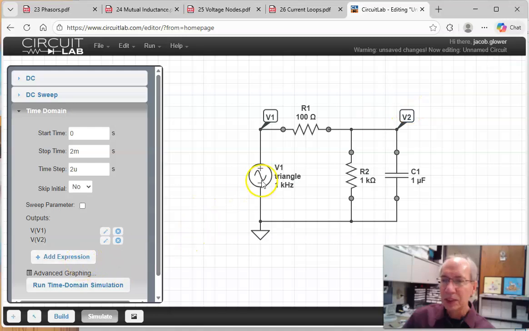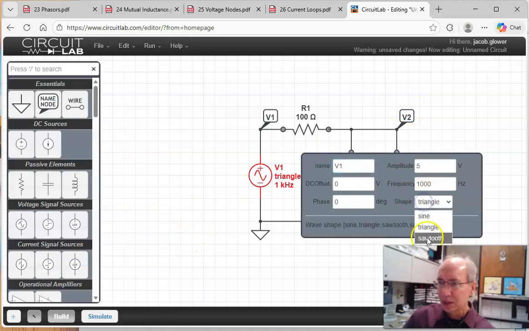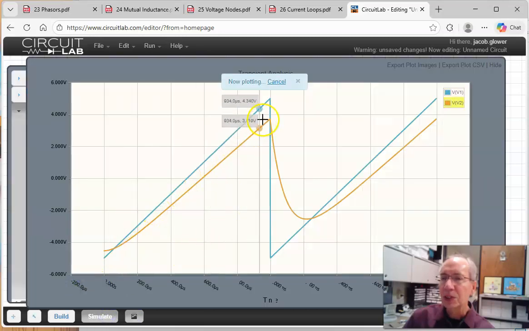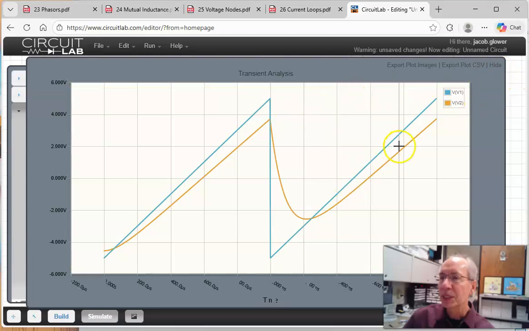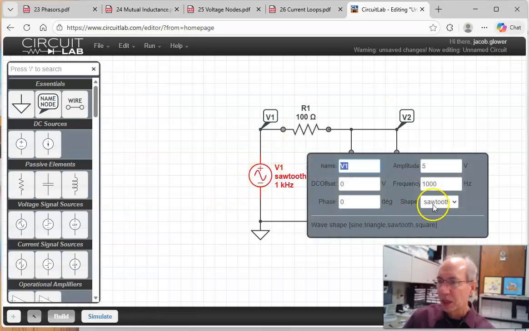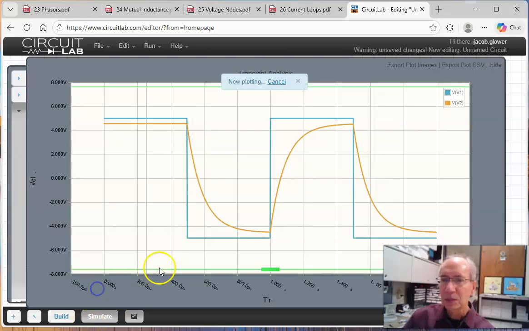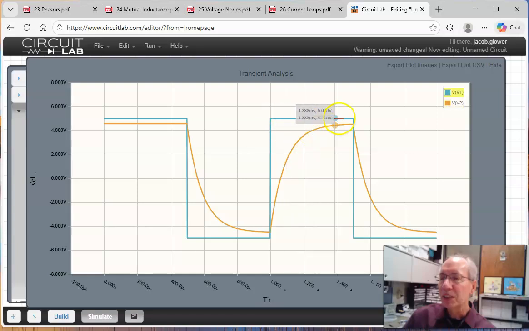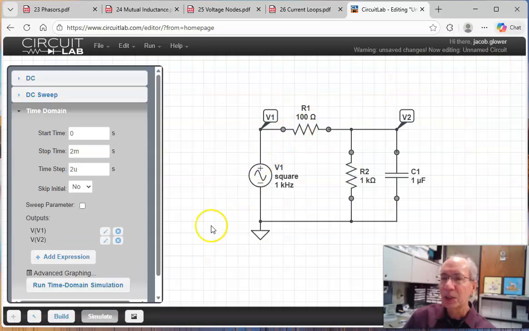If the input is, let's try a sawtooth wave. Input's a sawtooth wave, the blue line. Output is no longer a sawtooth wave. So relating the input and the output is kind of complicated. To do that, you need a differential equation. If I try a square wave and simulate it, input's a square wave, output's no longer a square wave. So relating the input and the output is complicated. I need a differential equation to do that.